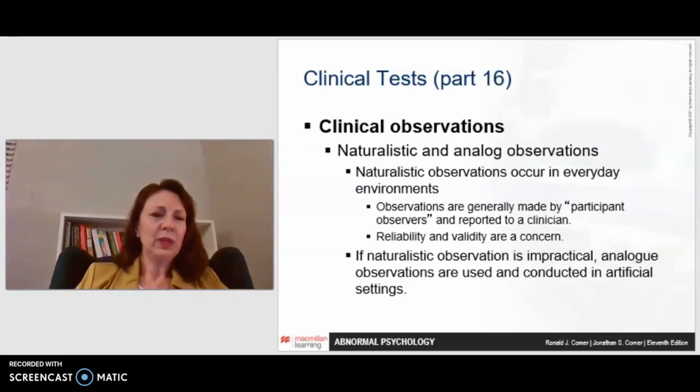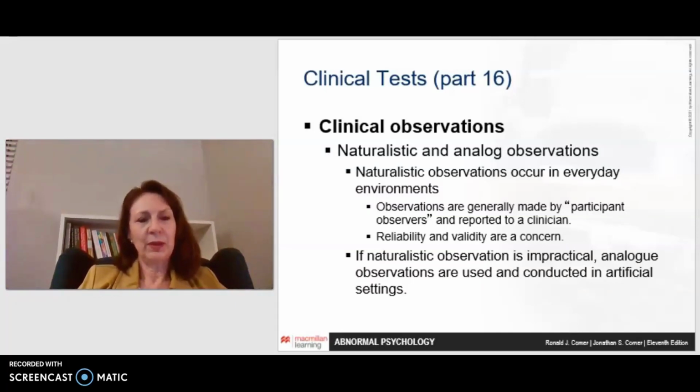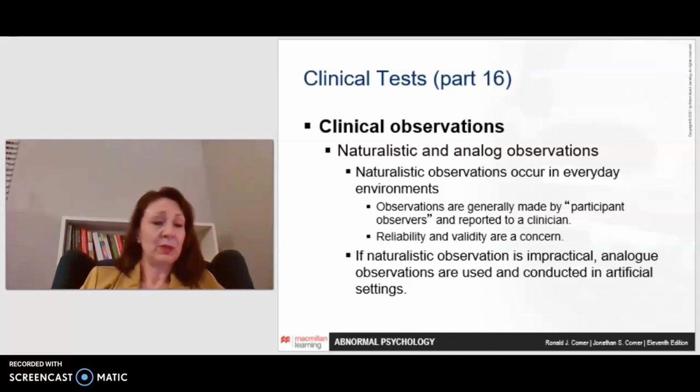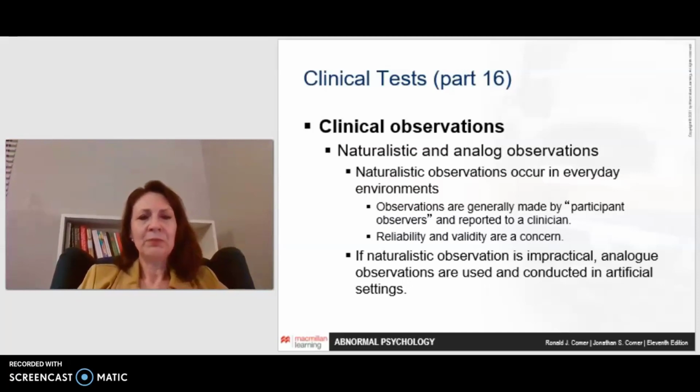We can also do clinical observations as part of assessments, and they're very frequent, especially in schools. Naturalistic observations occur in everyday environments. Sometimes psychologists do those, and sometimes they're made by participant observers and reported to a clinician. For example, a parent or a teacher might report something to a school psychologist that they observed. Reliability and validity are concerns with these observations because everyone focuses things through their own lenses that can be biased. So we have to watch out for that.